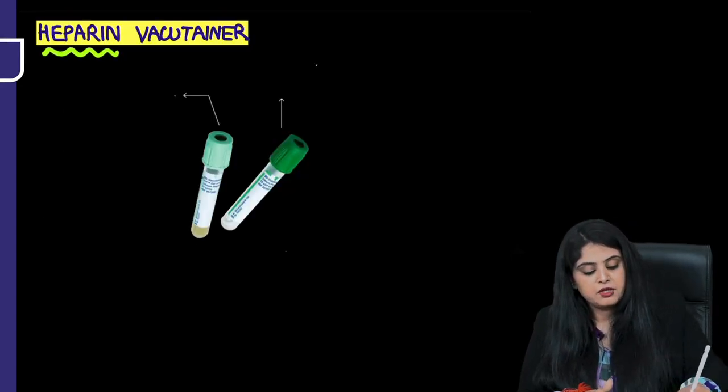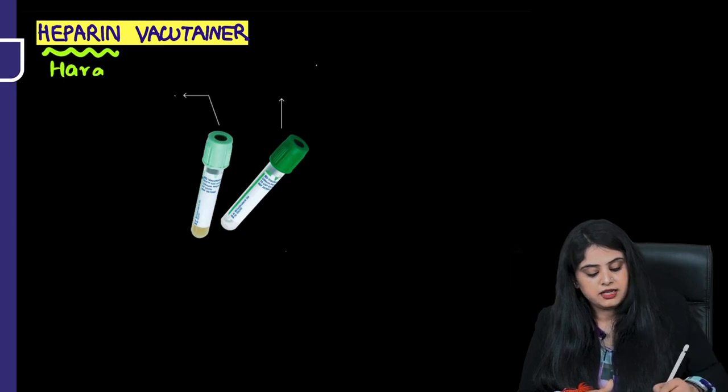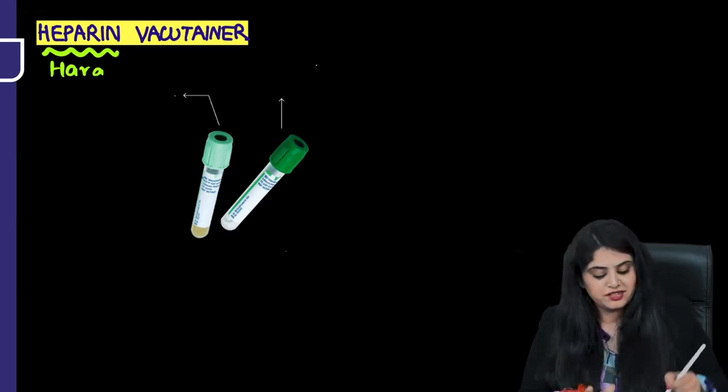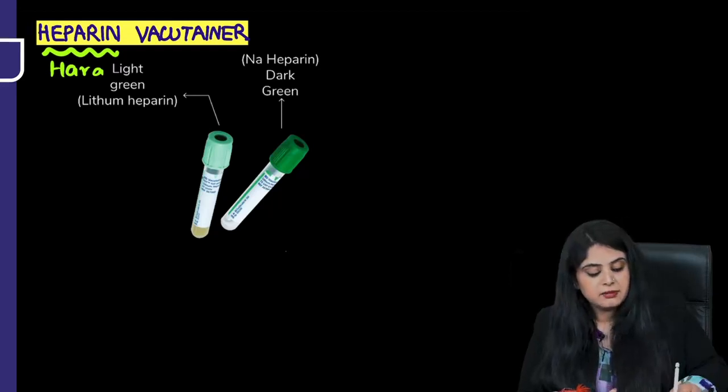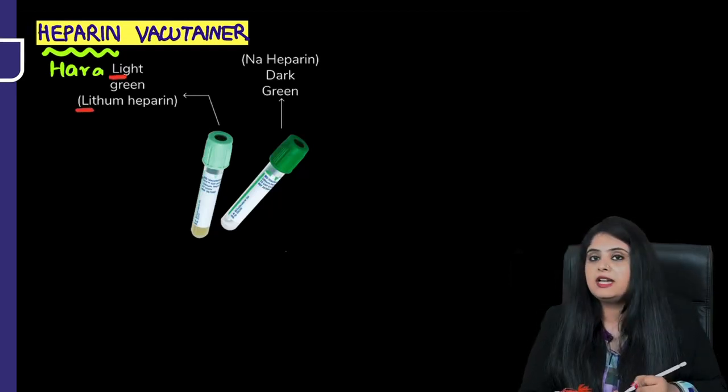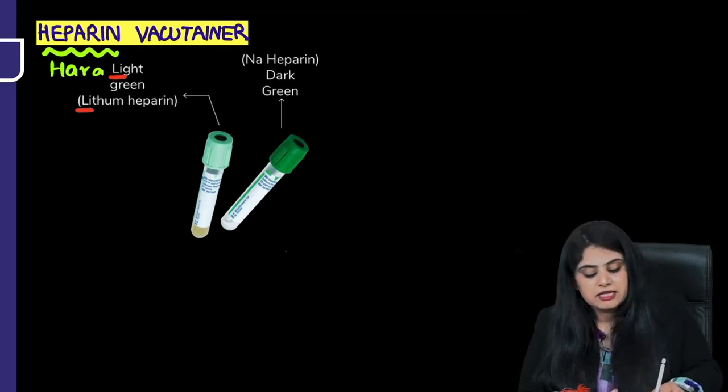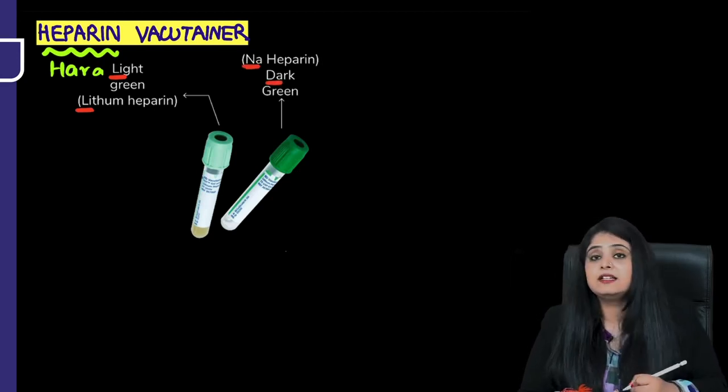Remember, heparin is hara, green. Heparin is hara. So I can see two green shades over here. I can see one light green and one dark green. Light green means lithium heparin. Li for light, Li for lithium heparin. Dark green, DANA, that is sodium heparin.